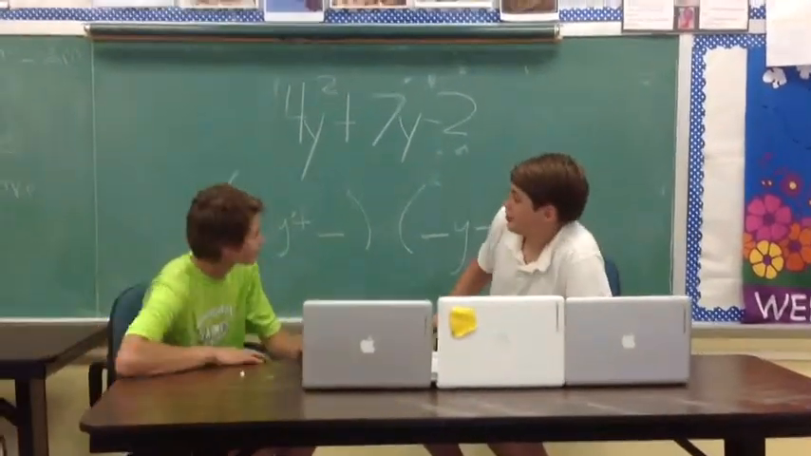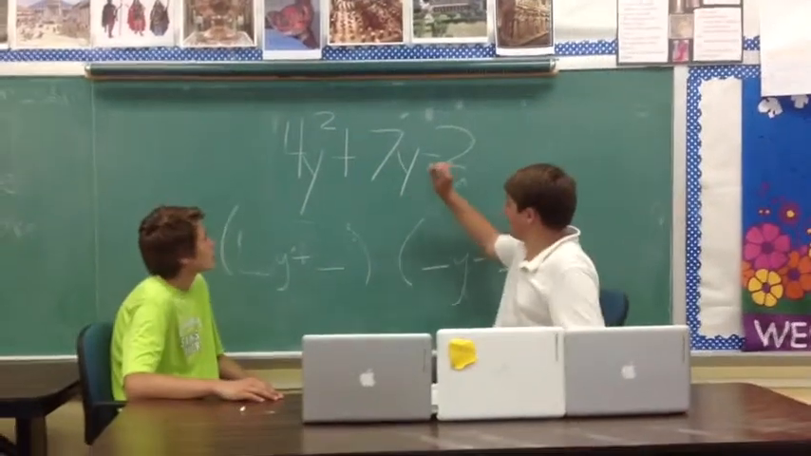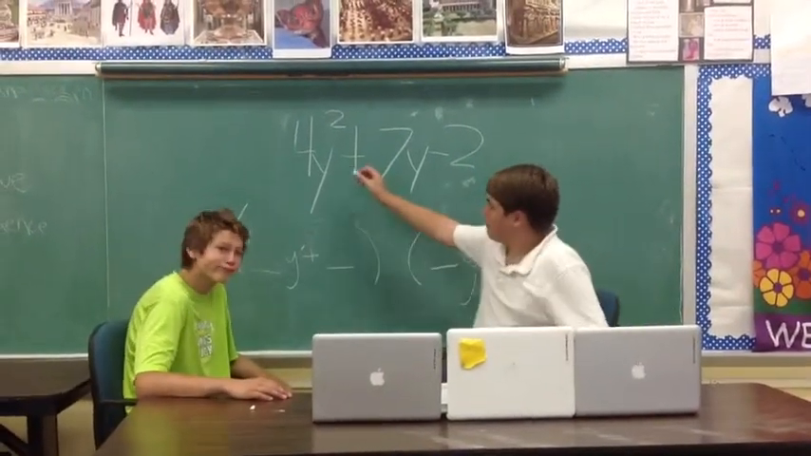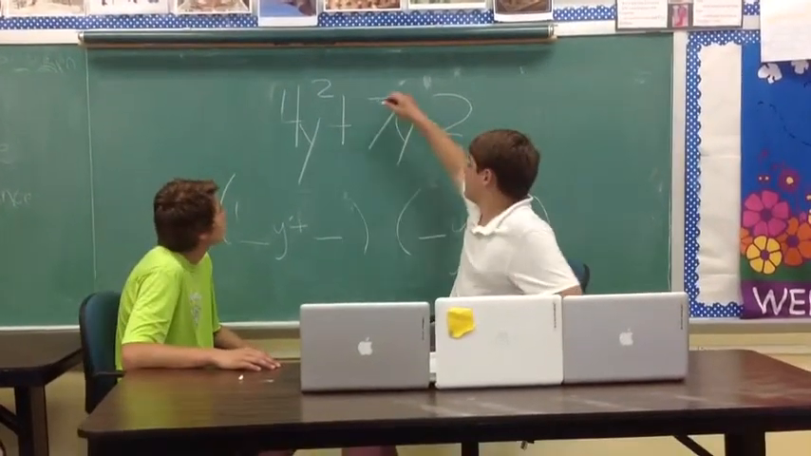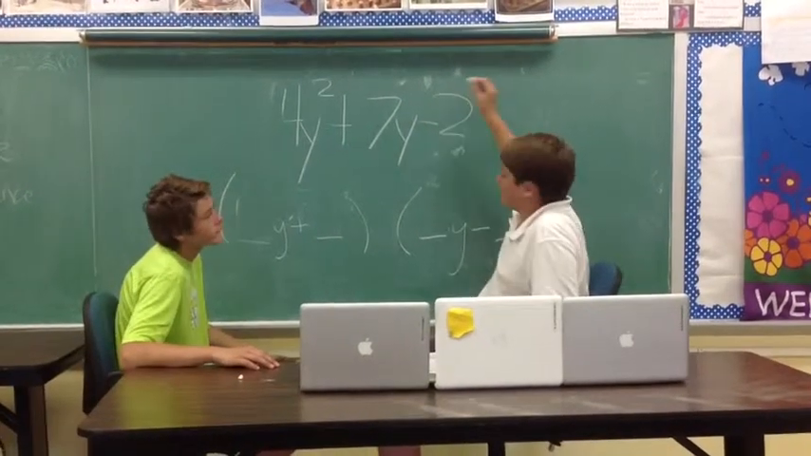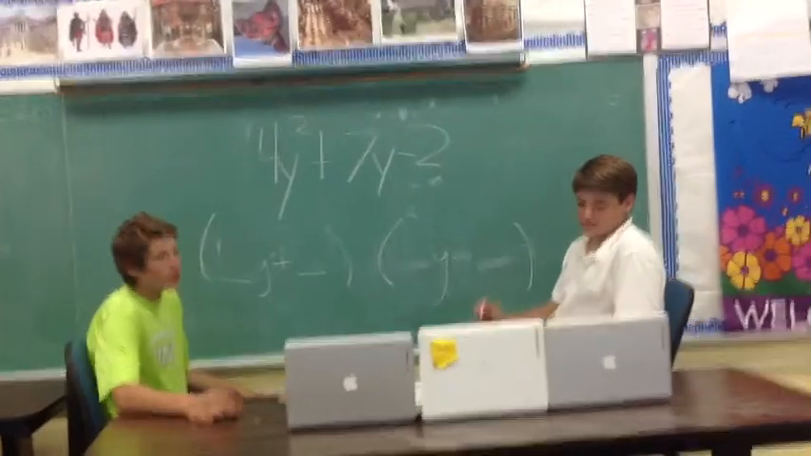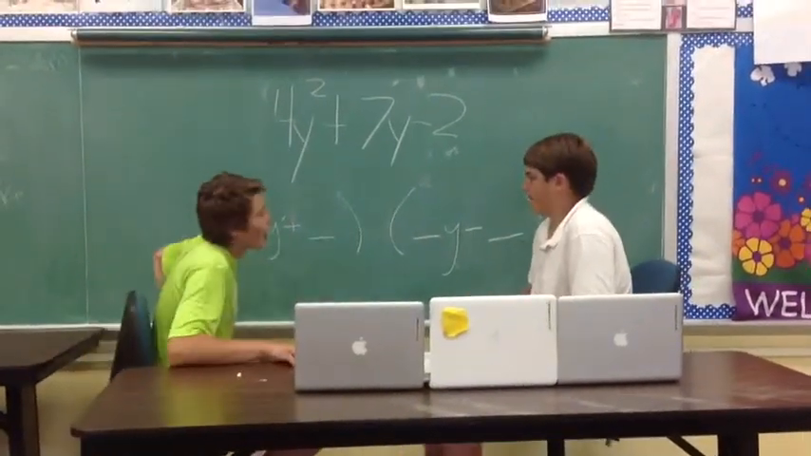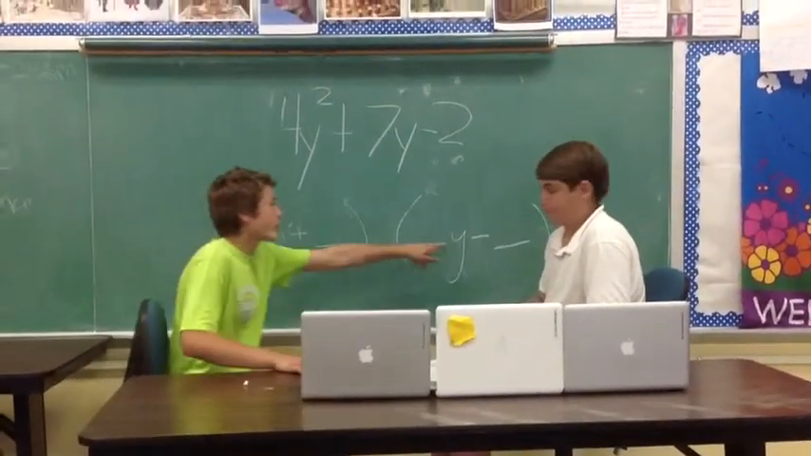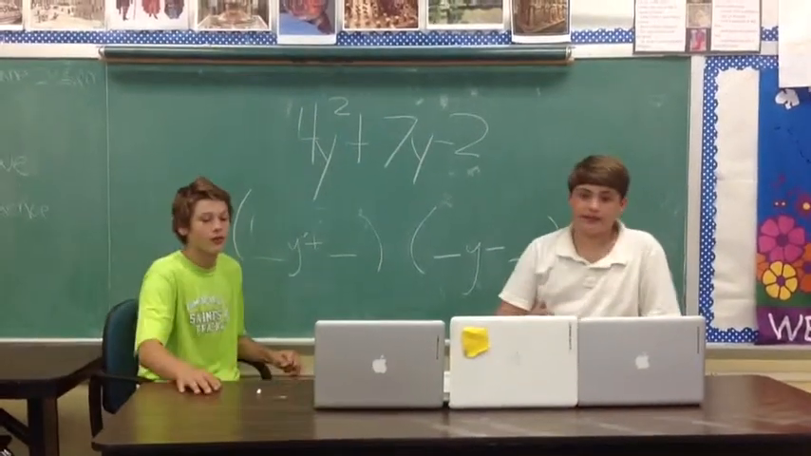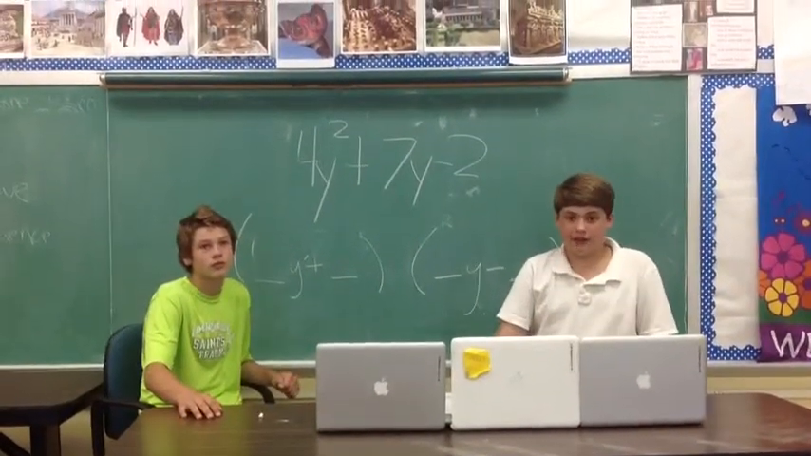Now another problem on factoring trinomials. This one's a little different. It has a negative c. So 4y squared is the a, this 7y is b, and negative 2 is the c, but it's negative. That means you have to do something else. In the parentheses, instead of a positive on the second parentheses, you're going to have a negative, because a positive times a negative is a negative.